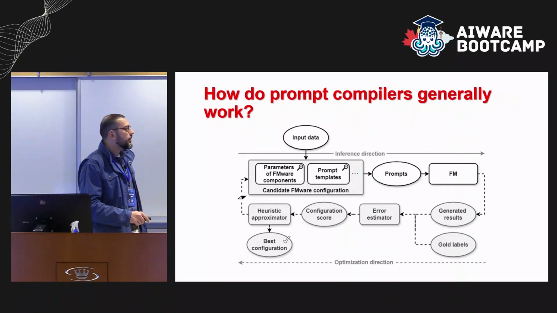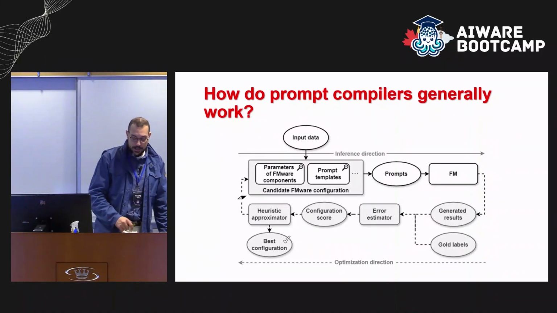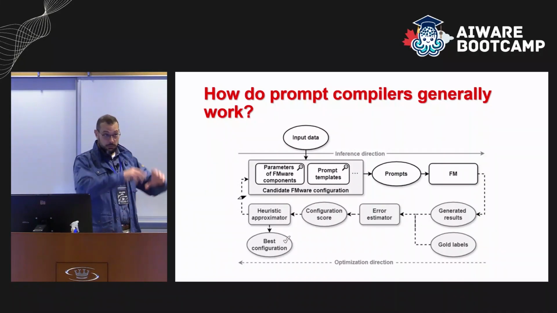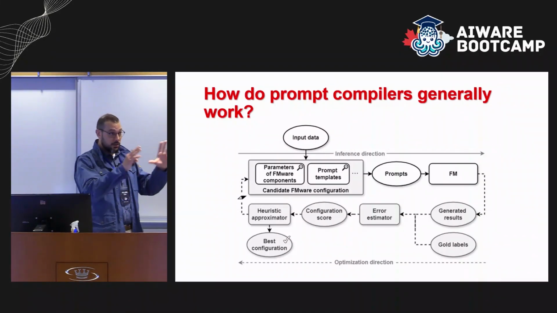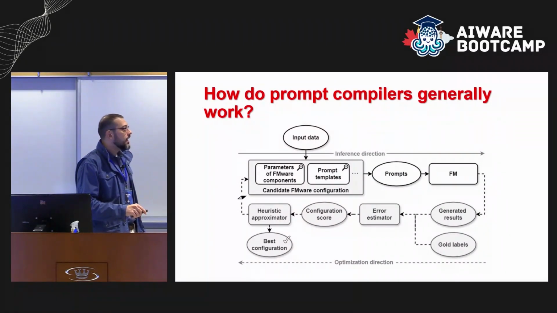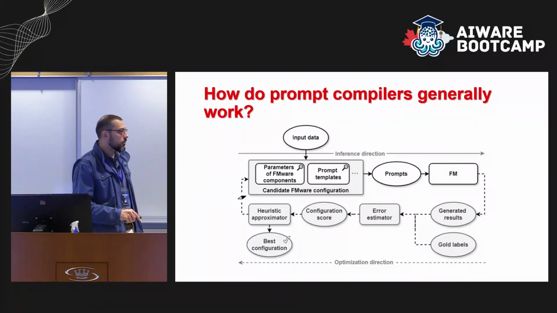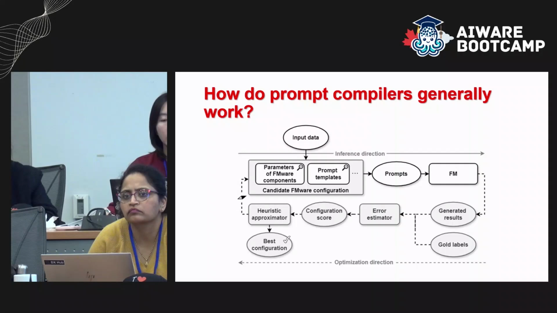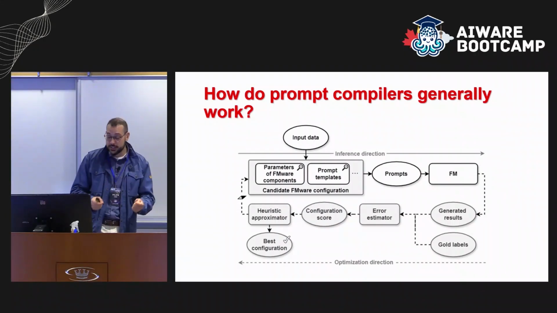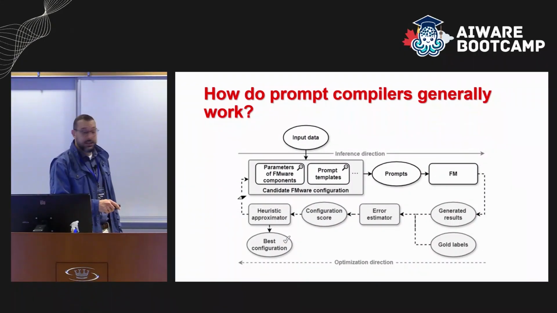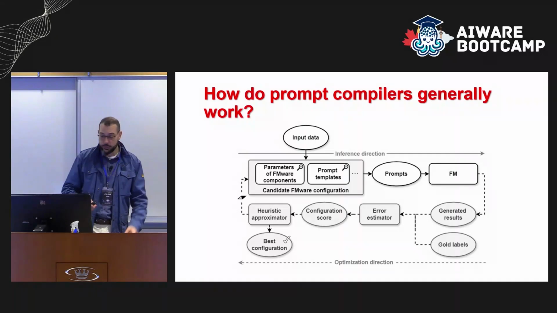And I will use some heuristics to modify these hyperparameters, to get a new set of FMware parameters. I will do this until I find the best possible configuration. You realize this is all automatic. There is no one trying to adjust these knobs. We have a program adjusting these knobs until we find the best configuration of knobs for the whole program.